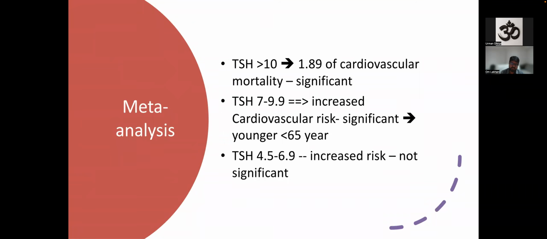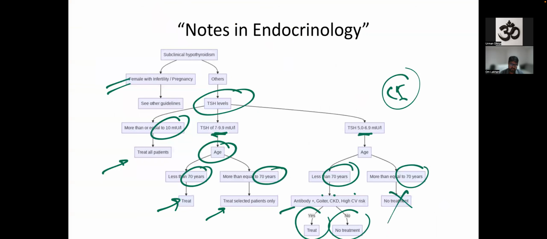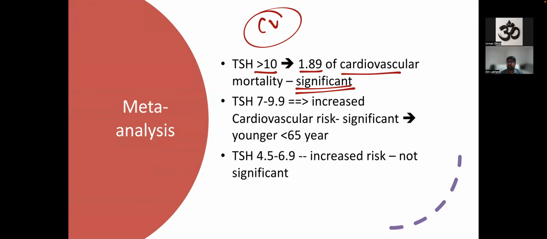Let's first take the cardiovascular perspective. What has been seen is that in patients with TSH more than 10, there is a 1.89 hazard ratio, a relative risk of cardiovascular mortality, which is significant, right? So if you have any patient with TSH more than 10, treat, because from a cardiovascular perspective this holds true. There is increased cardiovascular risk if you have TSH more than 10.